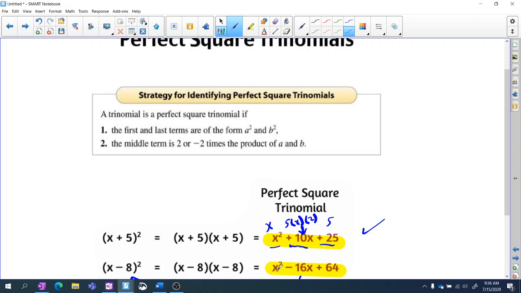Let's check this one. I've got the square root of the first, that's a perfect square, that's a perfect square, multiply them and double them, you're going to get 16. Again, we don't care whether the middle one is positive or negative. That one works.